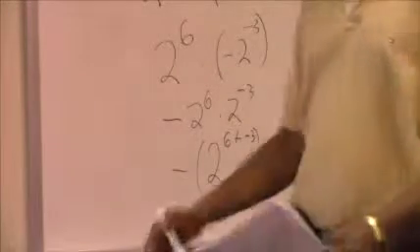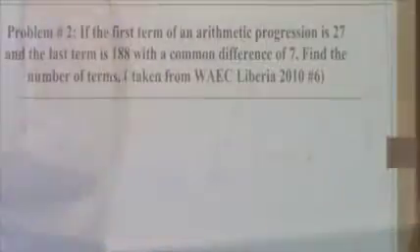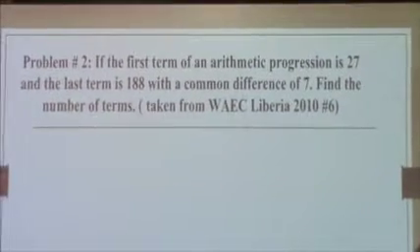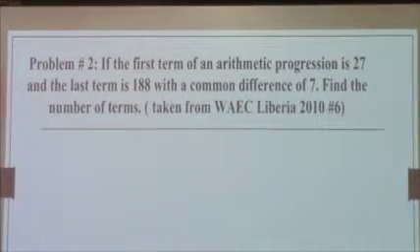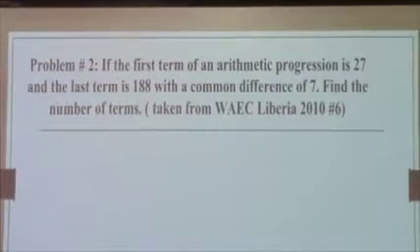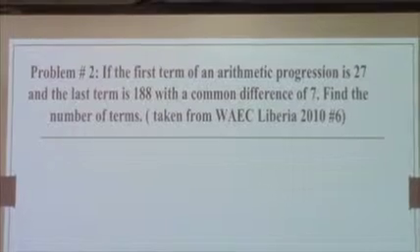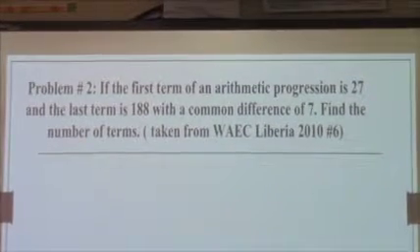You could do this even another way by bringing that down, keeping it down, stay and stay, get the same answer. It's 27, and the last term is 188, and it has a common difference of 7, which wants us to find the number of terms. So, few things. It's an arithmetic progression. We must use the formula for finding the term of an arithmetic progression. So let's go ahead and see how we do it.